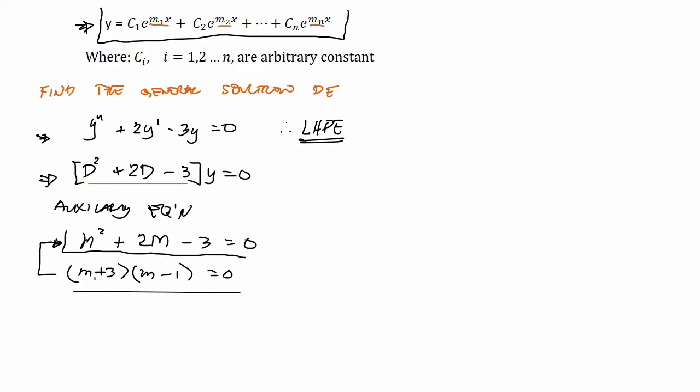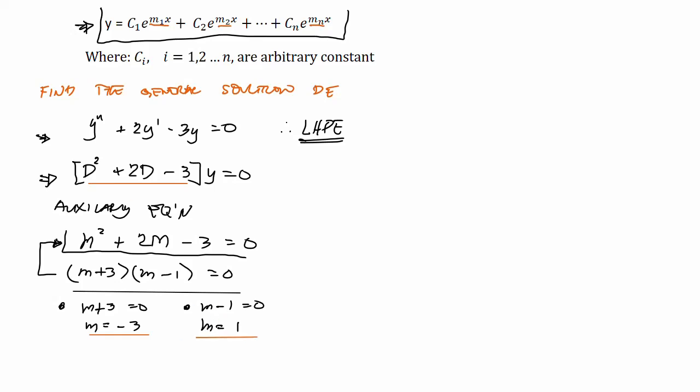To get the roots, we need to equate each factor to 0. First, m plus 3 is equal to 0, therefore m is equal to negative 3. So we have root 1: m is equal to negative 3. Next, m minus 1 is equal to 0, therefore m is equal to 1. So we have another root, which is m is equal to 1.